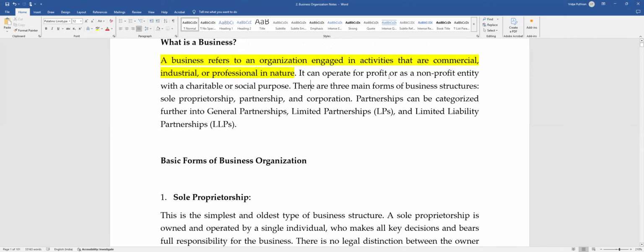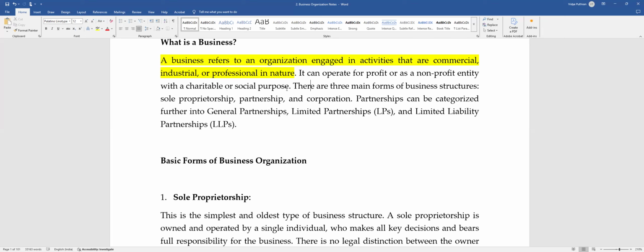It can operate for profit or as a not-for-profit entity with charitable or social purposes as well. Just because it's an incorporated company doesn't mean it is always for profit. There are sole proprietorships, partnerships, and LLPs doing charitable work. There are corporations doing charitable work. So we will see which type usually gets chosen for charitable work, and why corporations are chosen.